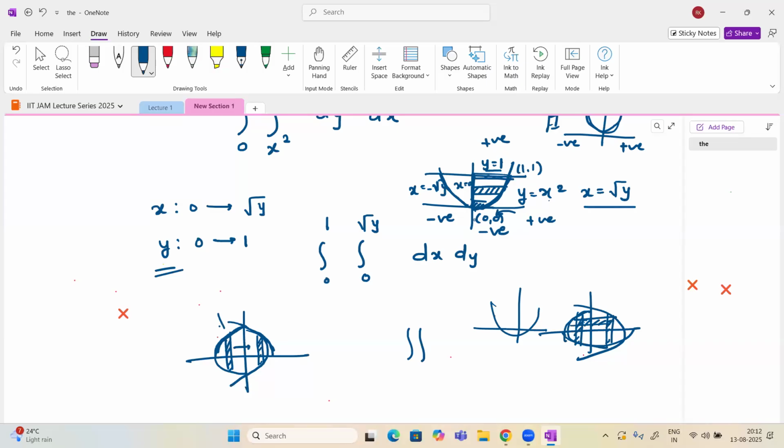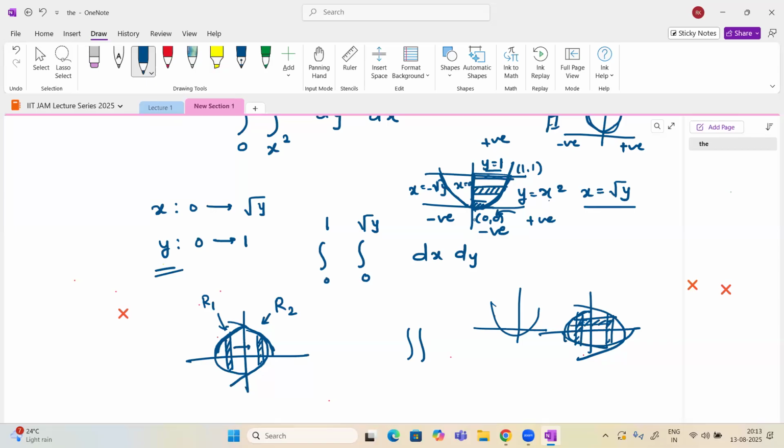That means you have to divide this region into two parts. This will be R1, this will be R2. In that way also you will get the answer, but it will take more time. That's why it is better to go for a strip parallel to the x-axis.